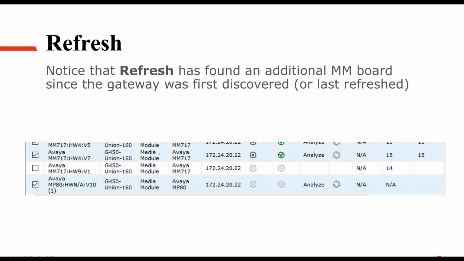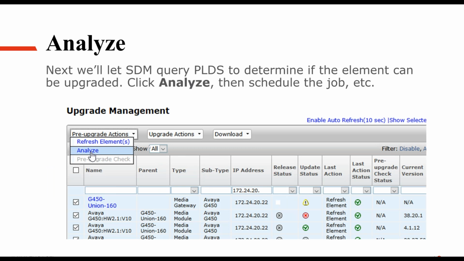This particular media gateway actually found another media module. So the media gateway was in inventory. We refreshed it, and it found an additional media module that had been added. And if you look way over on the right, you can see it's not at the current software. So there's a patch we could do with this, and we could patch that. So again, leaving that device checked, we'd run the analyze step.